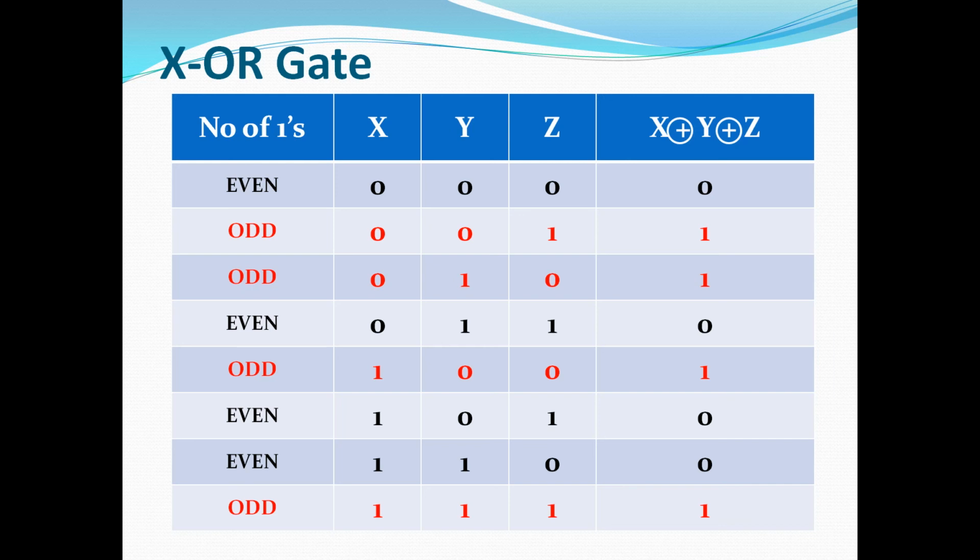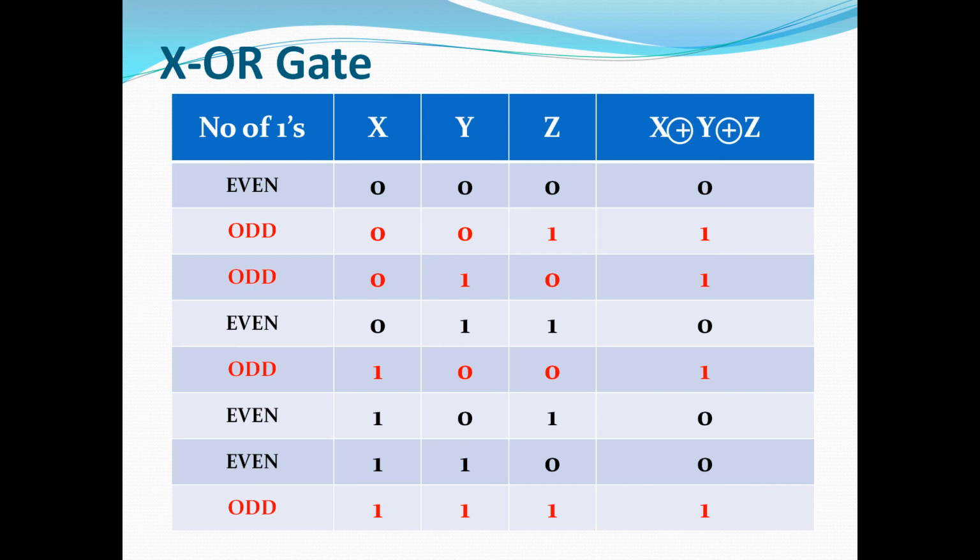The next case, 0 1 1, has two 1s, so it is even and the output will be 0. The next has only one 1, so the output is 1. Next case, 1 0 1, has two 1s, so it is even and the output is 0. And the next case, 1 1 0, has two 1s, so the output will be 0.